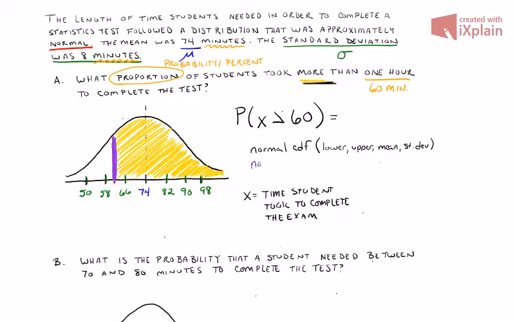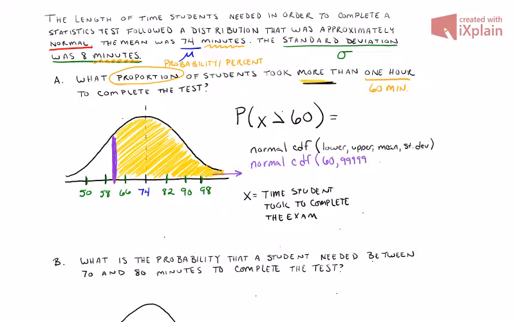So I would have a normal CDF on my calculator. I'm going to enter 60, because that's the lower value. And depending on the model of your calculator, you would need to use a comma to separate your values. The upper actually just keeps going, because remember that the tail of your normal distribution does not actually close off on the horizontal axis. So I'm just going to use an obscenely large number here.